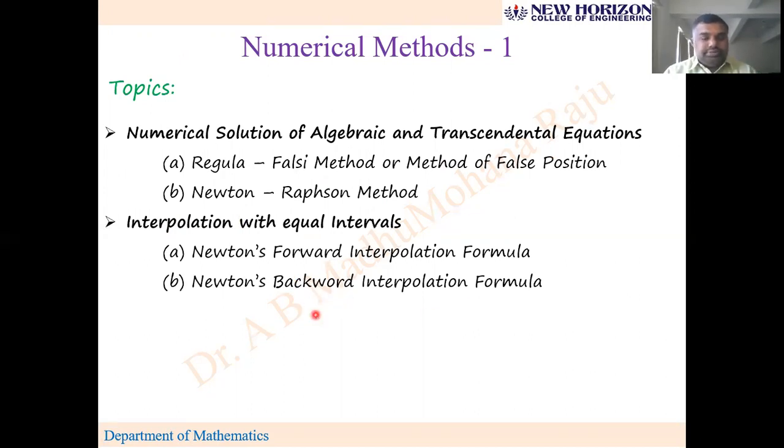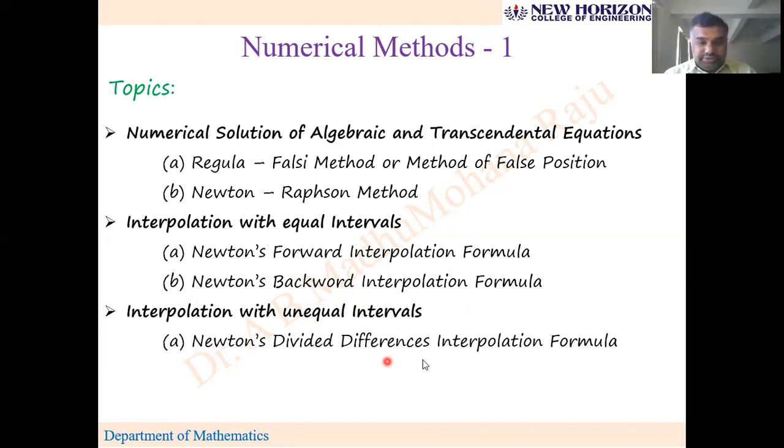Next, third subtopic is interpolation with unequal intervals. In this, again, we are going to study two formulae. Newton's divided difference interpolation formula. Second one is Lagrange's interpolation formula. These are the overall syllabus in this module 1. Then we'll go to first topic.